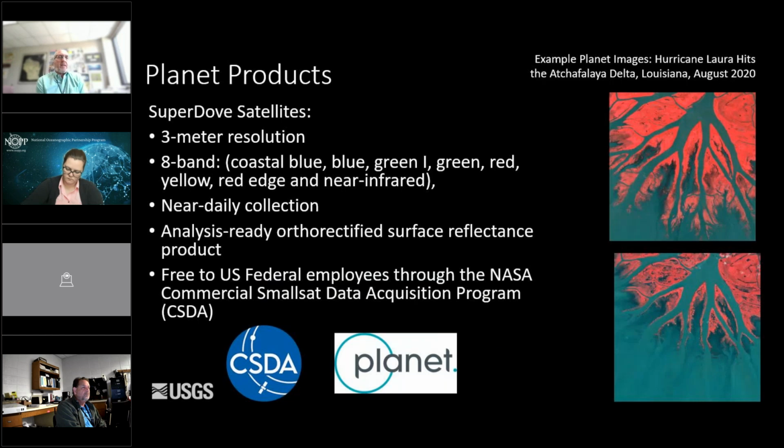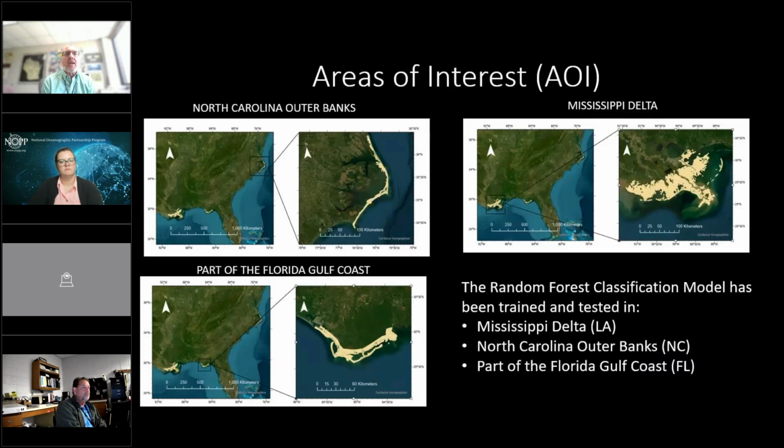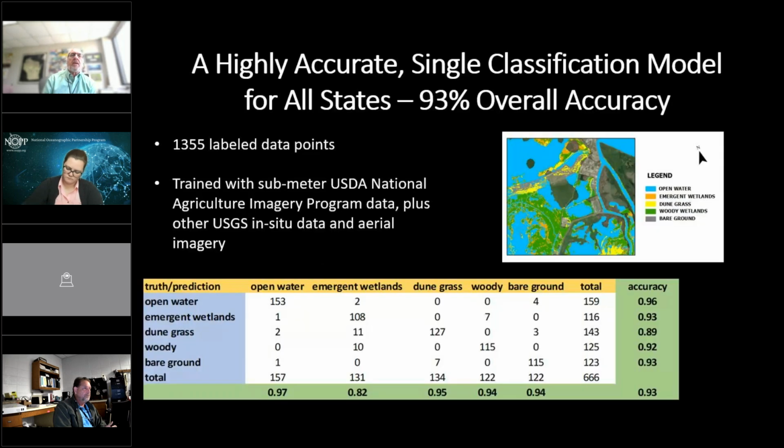So these Planet products, this is a commercial satellite system, Super Dove satellites. It's 8-band imagery, multispectral imagery that's used in a machine learning application, random forest, to produce these vegetation maps. Right now, it's working in our areas of interest. These are our focal areas there in North Carolina, Mississippi, and then part of the Florida coast. So it uses this highly automated approach, and produces these highly accurate maps based on recent Planet imagery, to update the vegetation mapping.